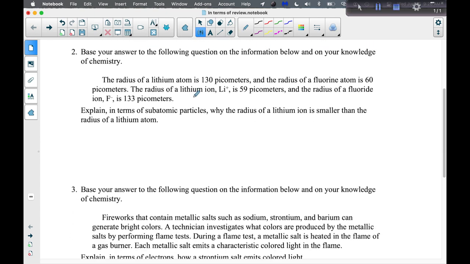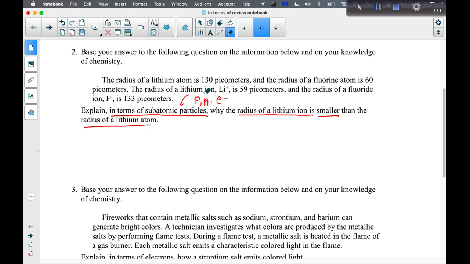For number 2, there's a bunch of reading here, and then it says, in terms of subatomic particles, why the radius of a lithium ion is smaller than the radius of a lithium atom. Now remember, subatomic particles could be protons, neutrons, and/or electrons. You may have to mention more than one of those types of particles, or you may have to only mention one of those types of particles.